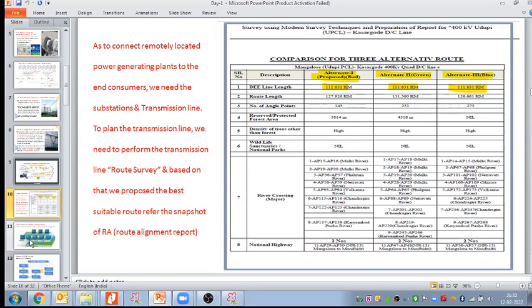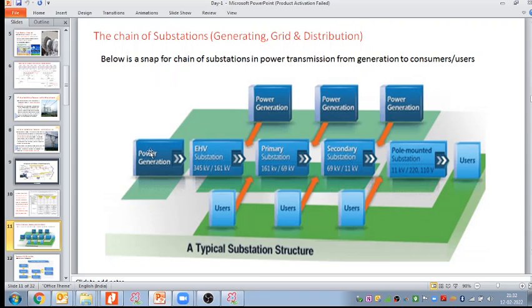So to connect this power generating, we have the substation that is step up, then again we are feeding to the primary substations, then secondary substation. These are the transmission line, and then pole mounted substation, and then we are going to users. So we have a chain of the substations.